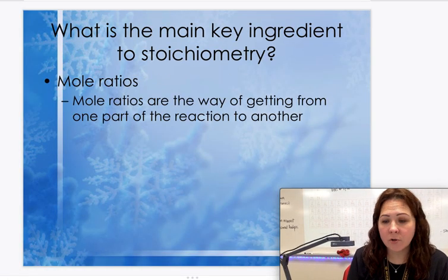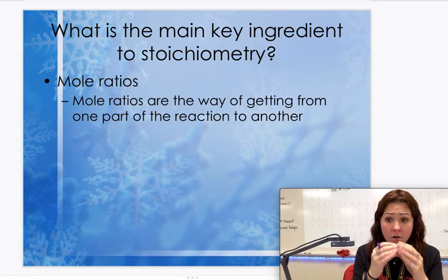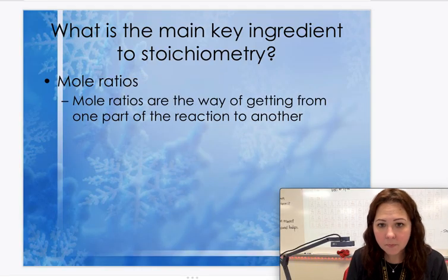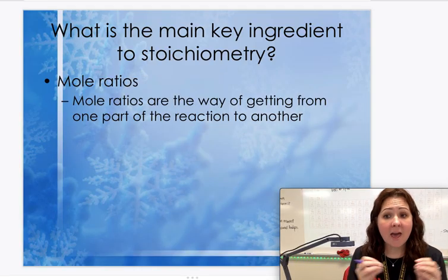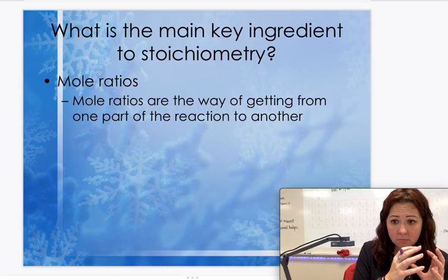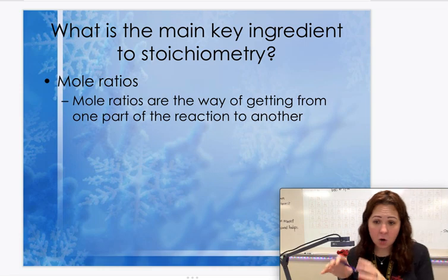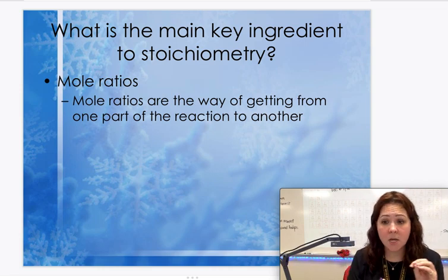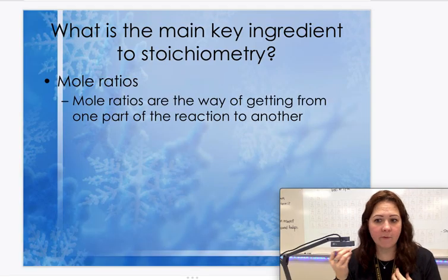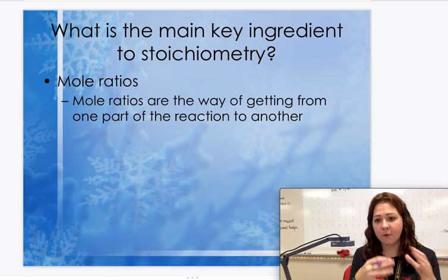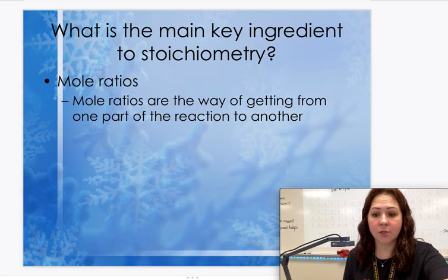So when we're doing our dimensional analysis problems, the heart of every stoich problem is what's called a mole ratio. And your mole ratio, every single time, is taking one part of the equation and going to a different part of the equation. So you will always take one of your reactants or one of your products, and you're going to see how it relates to a different component of your chemical reaction.